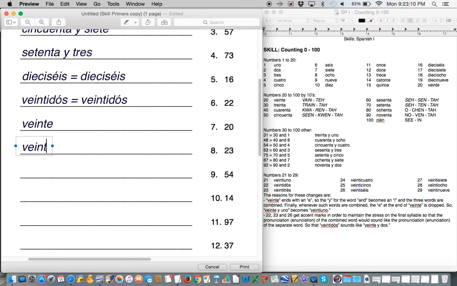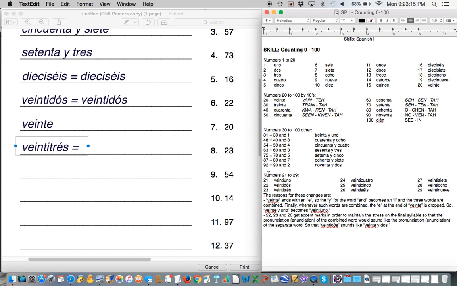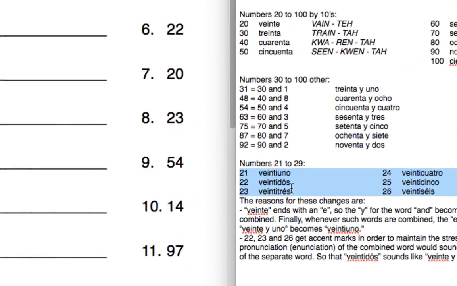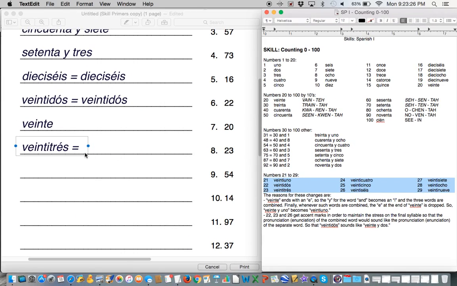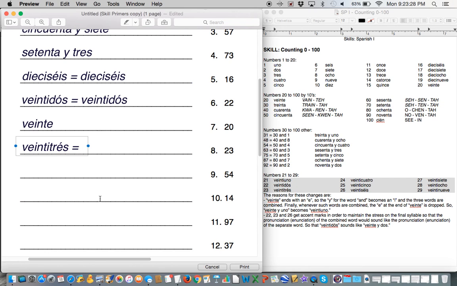So 23 is 23. You can memorize it as they are all over here on the right side. There's 23. You can memorize it. You can try to understand why it is what it is instead. So 23 is 23. This is how it started out. This is no longer an acceptable way to write it, so you have to do it this way. The E and the Y compress into the letter I. And you have to put an accent mark here or the pronunciation would change.